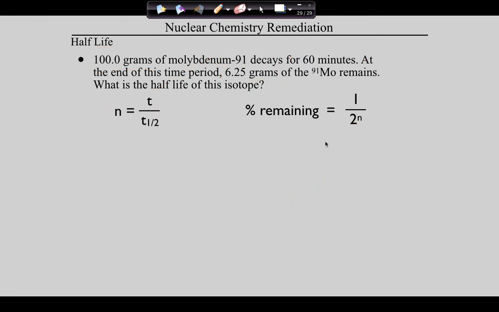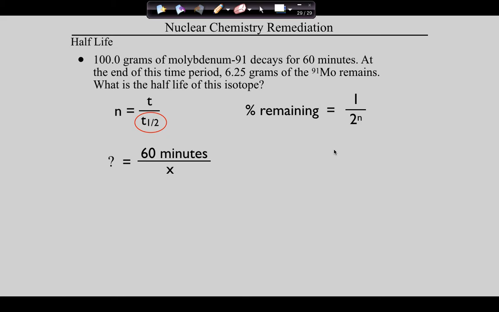So how does that process work? Well, as we solve for T1/2, the first thing that we're going to do is realize we're given the amount of time. That's 60 minutes. What we don't know is T1/2. That's our goal. But to solve for this, we need to know N, and currently we don't.